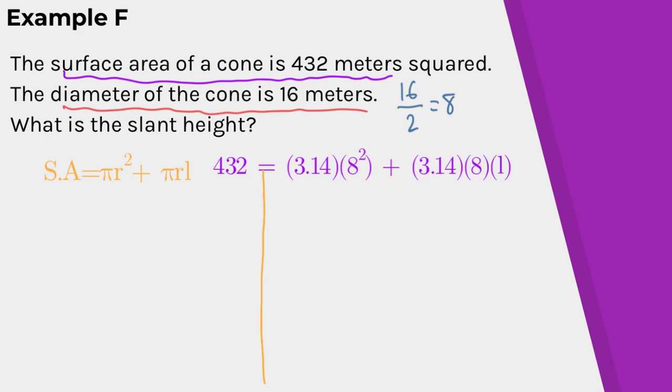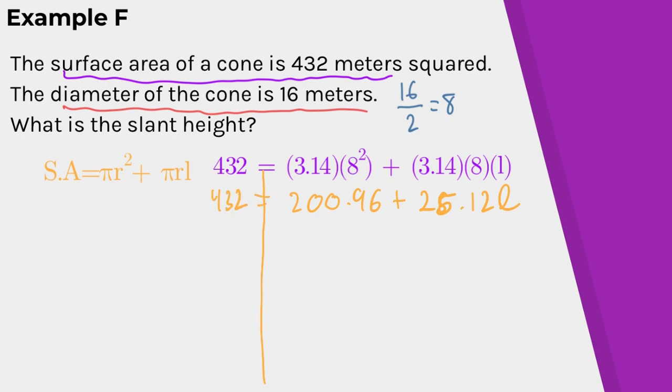So the first thing that we need to do is simplify our equation on the right-hand side. You've got to multiply to get some things together. So I'm going to do 3.14 times 8 squared. That's going to leave me with 200.96 on that side, plus 3.14 times 8 times L. I don't know what L is, but I can do 8 times 3.14 to get 25.12. Don't forget that that's an L. And then bring down my 432 because I didn't do anything with that.